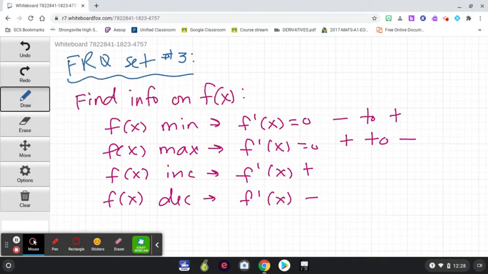Now, I just want to note something here. When you're talking about mins and maxes, those are one x value or two x values, but it's just an x value, versus this is an interval of x values, okay? The interval where I'm increasing or the interval where I'm decreasing. And so your answers will either be a single x value or an interval of x values, and it depends on what is being asked.